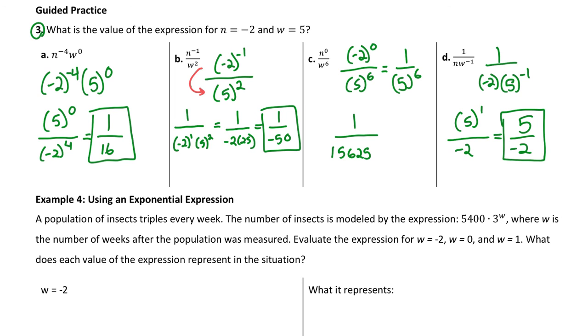The one after that, C, negative 2 to the 0 power becomes positive 1. 5 to the 6th power becomes 15,625. So that's the simplified version of that expression. And then the last one, 1 over negative 2 times 5 to the negative 1st power. Only 5 is being raised to the negative power, so only 5 gets moved to the top, so it becomes 5 over negative 2.